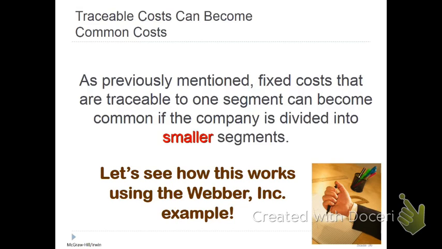And what we left off with were segmented income statements in traceable and common costs. And we were going to check out an example, and this is where I left off.